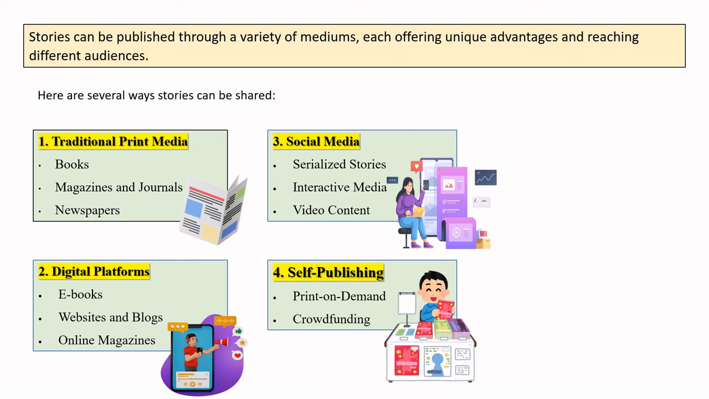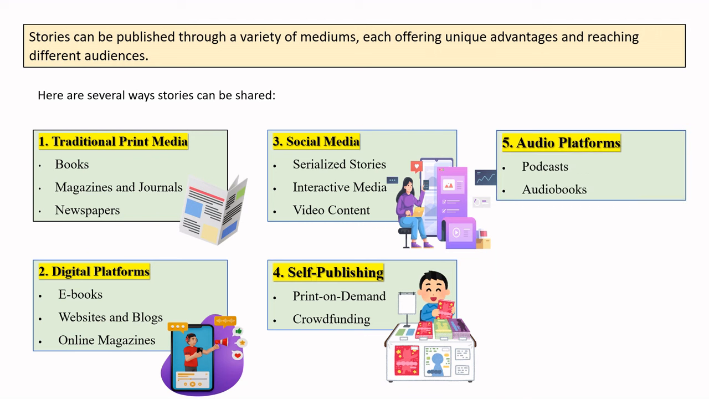Number 4, self-publishing. Print on demand. Services like Amazon's Kindle Direct Publishing or KDP or Instagram Spark allow authors to publish physical and digital books without traditional gatekeepers. Crowdfunding. Platforms like Kickstarter or Patreon support independent publishing efforts. Number 5, audio platforms. Podcasts. Narrative podcasts and audio dramas are increasingly popular for storytelling. Audiobooks. Stories can be distributed as audiobooks via platforms like Audible.